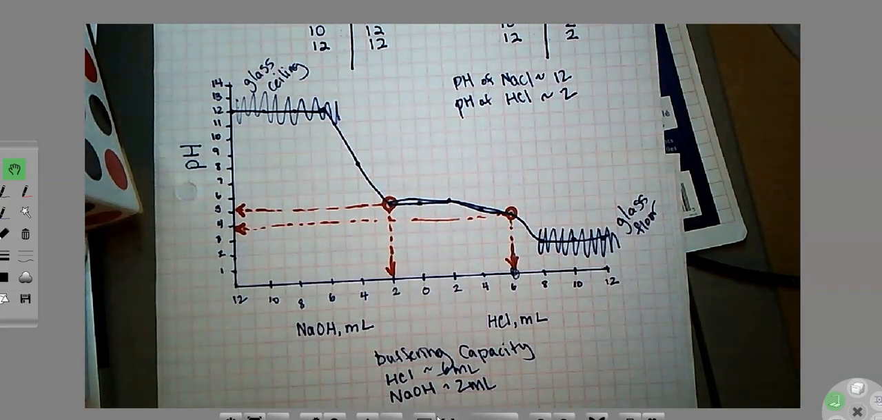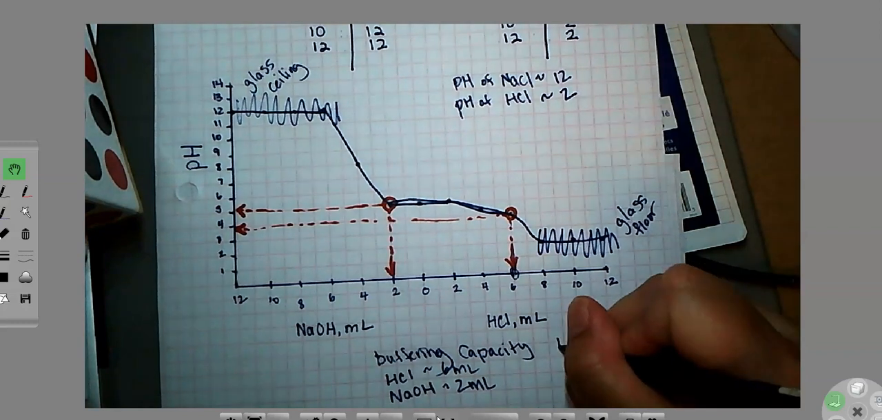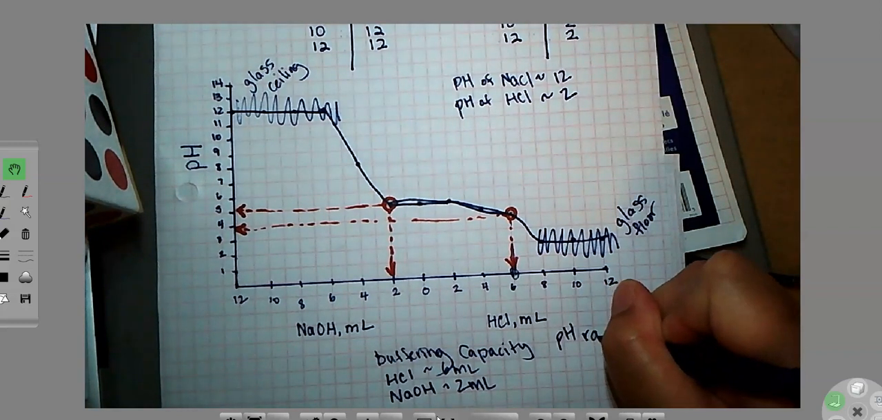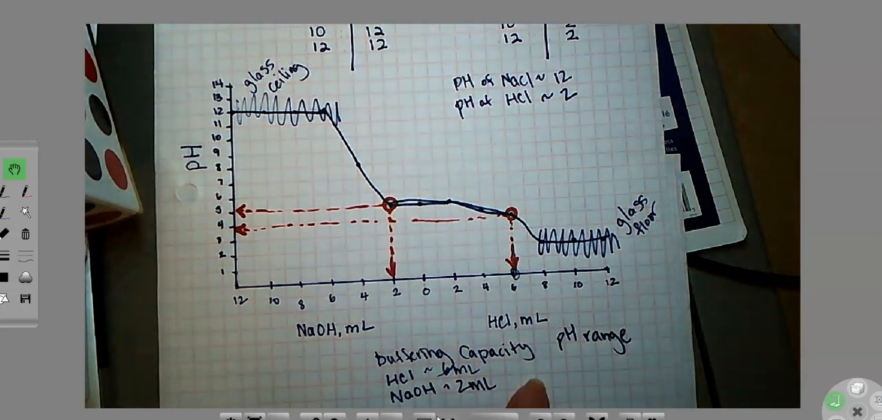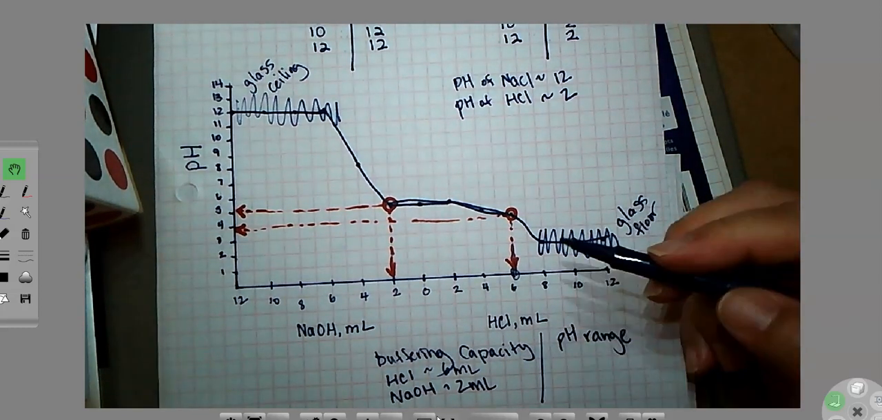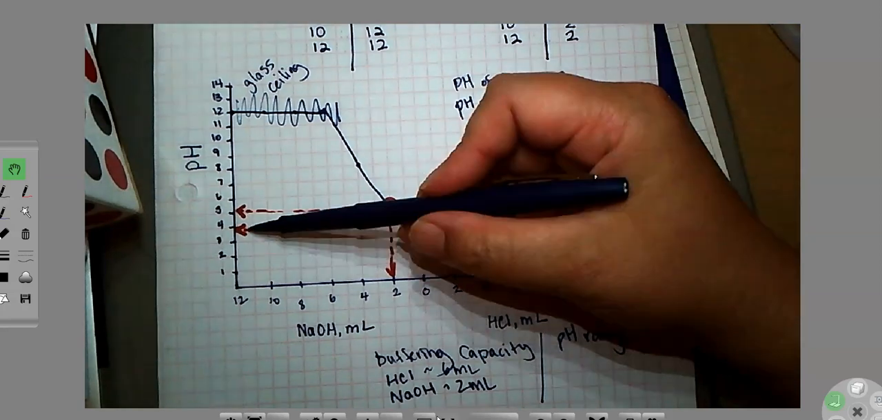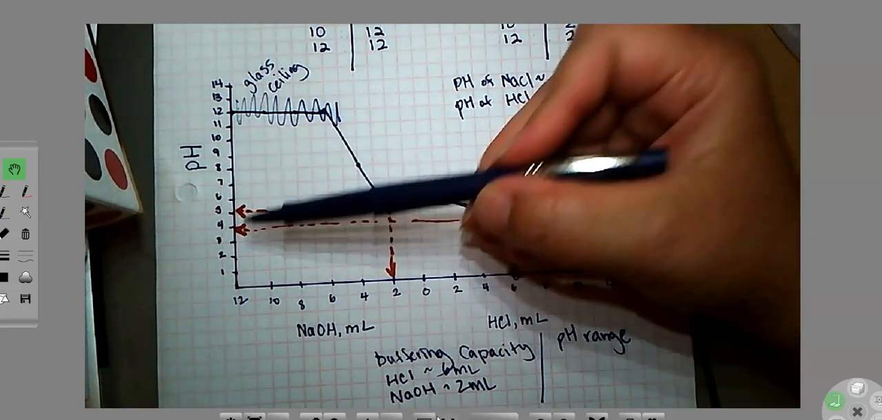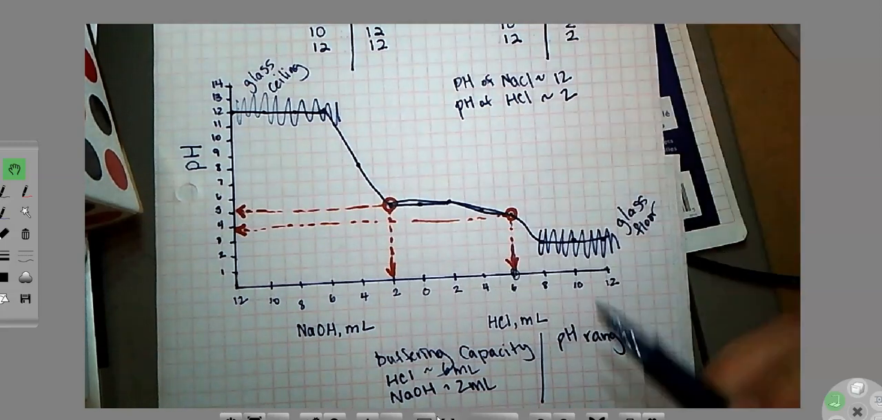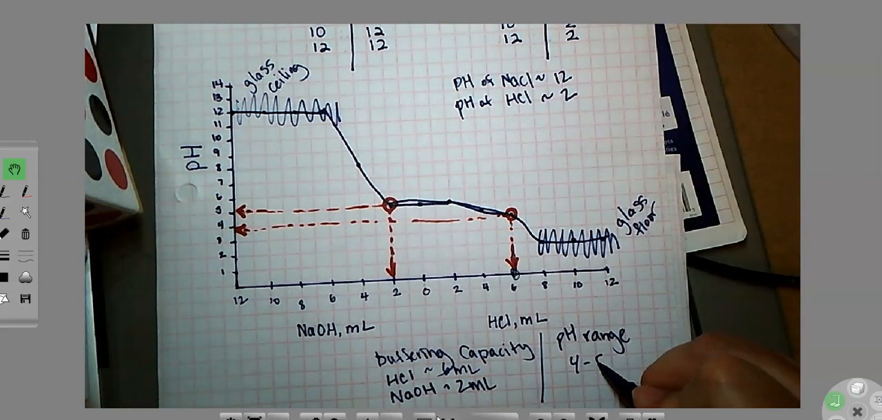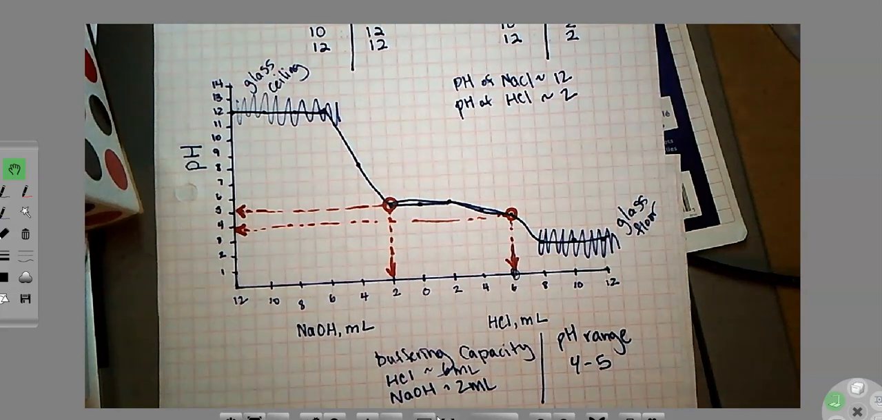Okay, now let's look at the pH range. This is the pH at which this buffer is maintaining, and it's going to be on your y-axis. So it's going to be about 4 to 5. So it's going to maintain the pH at about 4 to 5.